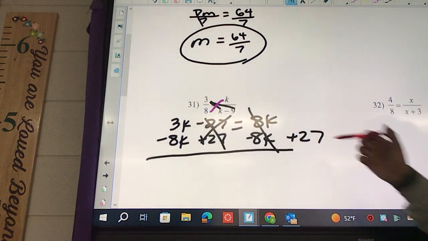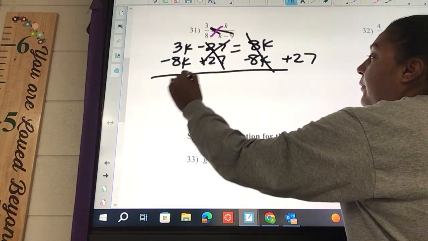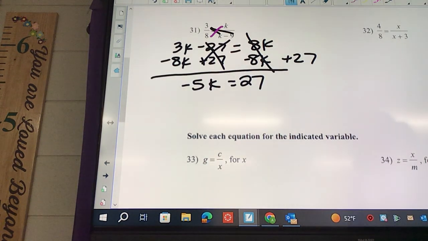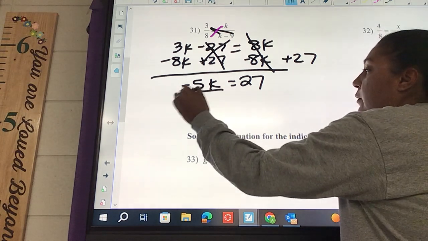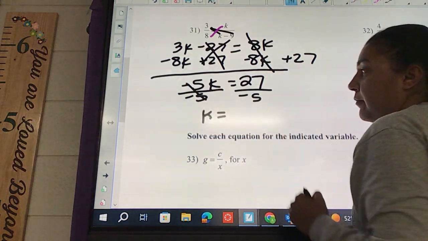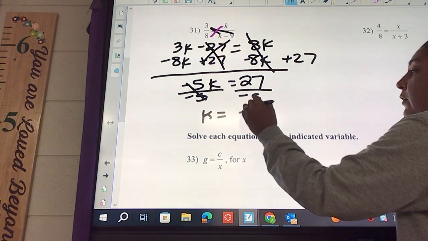Why did I write the 27 off to the side? Yeah, there's not a number, and only numbers can go with numbers. So I can't put that underneath the 8 because it doesn't have a k. Okay, so I'm going to get a negative 5k equals 27. And our last step is always going to be to divide. What is 27 divided by negative 5? Good, negative 27 over 5.